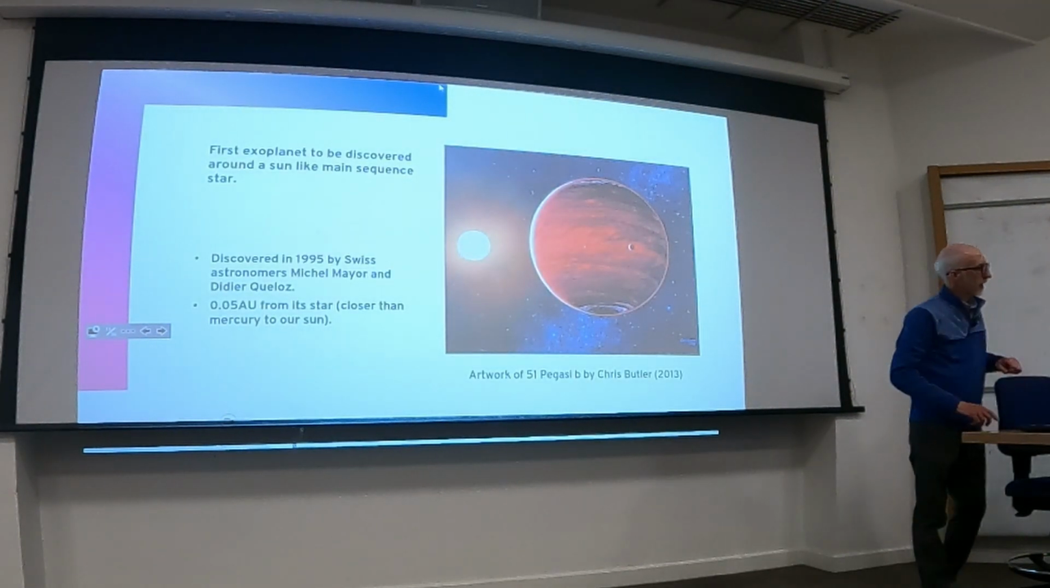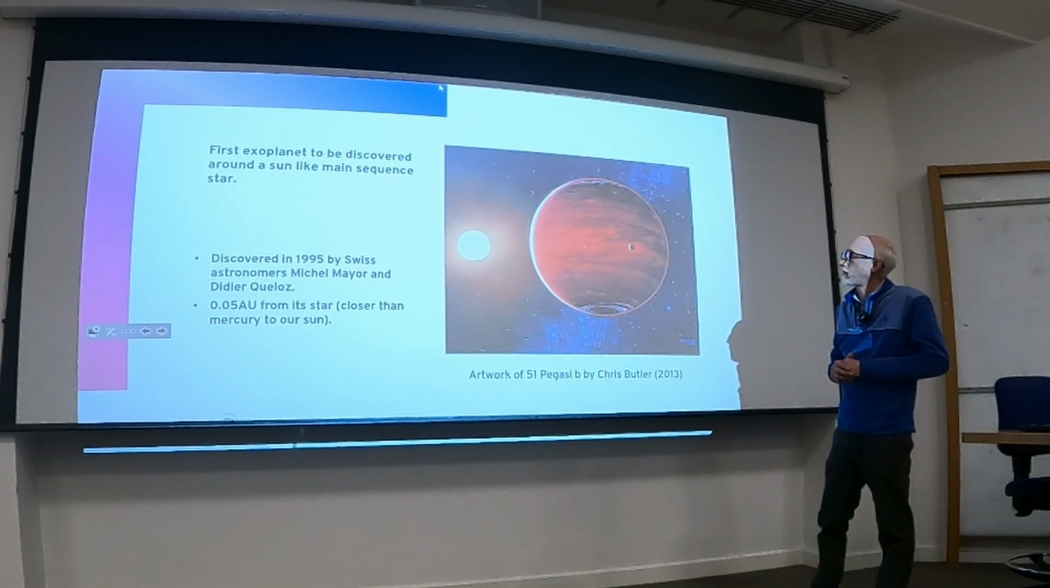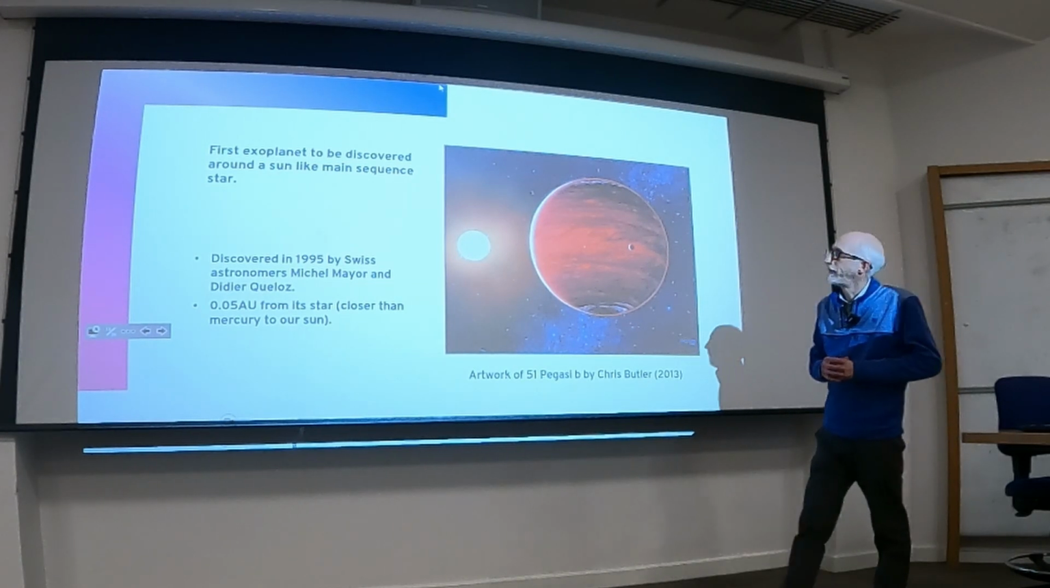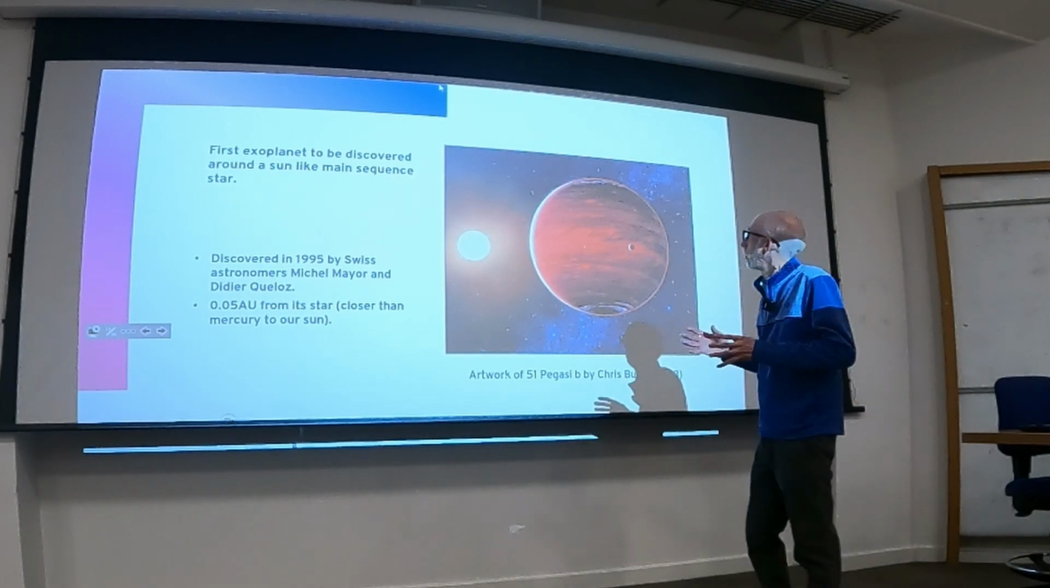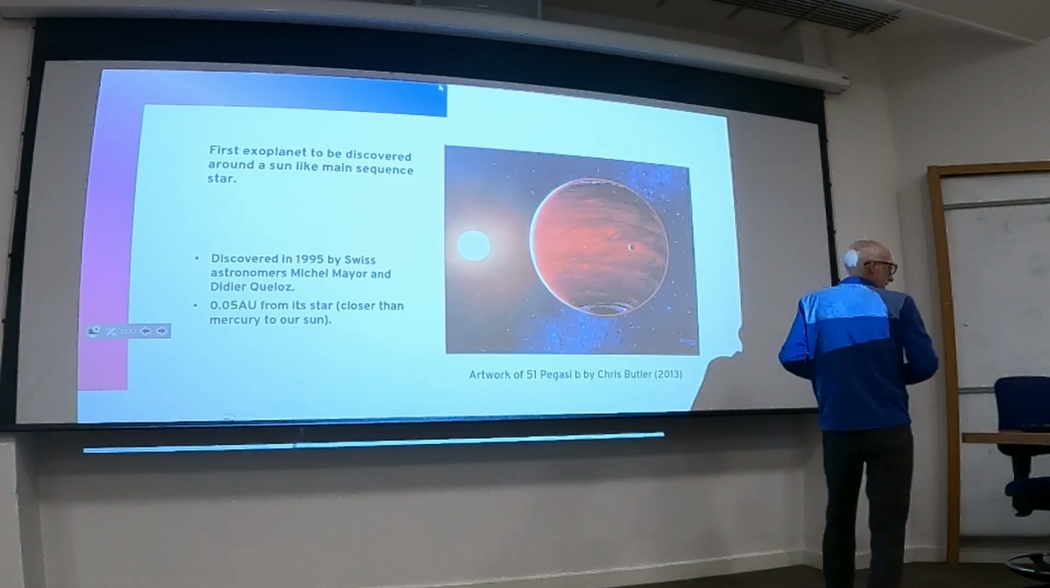This was the first exoplanet discovered around a star like ours. This is 51 Peg b. It's a hot Jupiter. It's very close to its star and orbits very fast. I think its period is something like 3 days. I'm not sure on that.